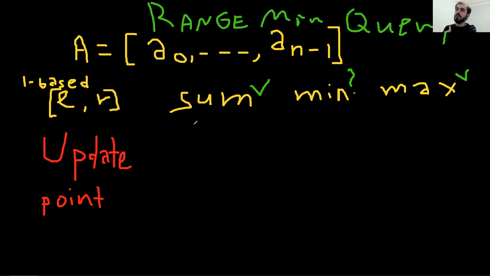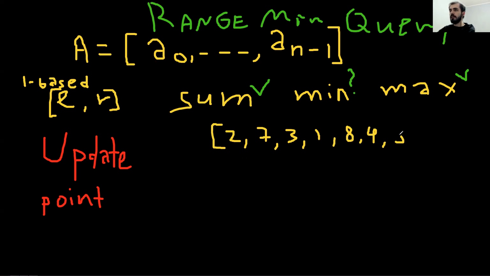Now, let me actually take some example of a segment tree and an array. So let's say I have some array that looks something like 2, 7, 3, 1, 8, 4, 5, 6. And these numbers do not need to be unique. I just made them unique to make it easy to track what number corresponds to each subsegment.